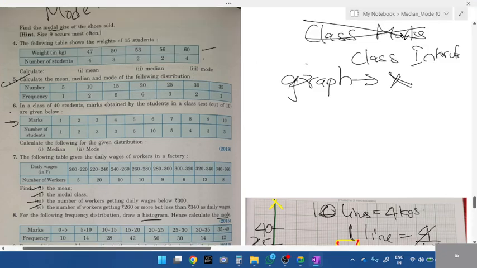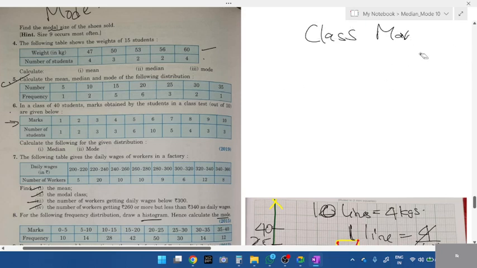Which means, what are the different types of graph we have, students? Histogram? Ogive, that's it. Only 3 types of graph: histogram, frequency polygon, ogive graph.